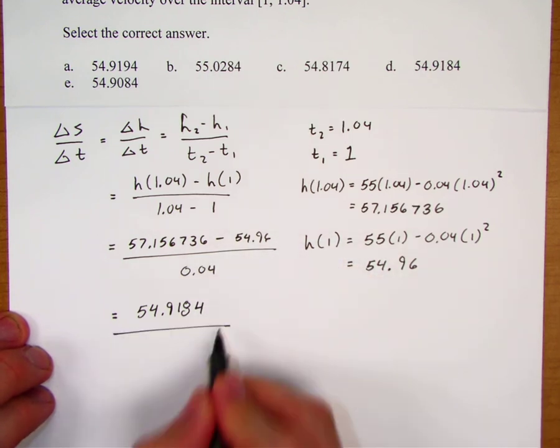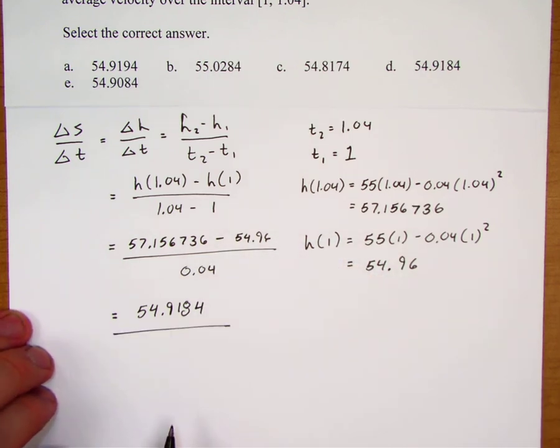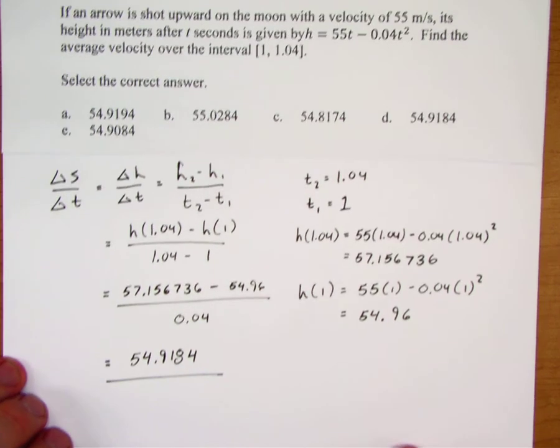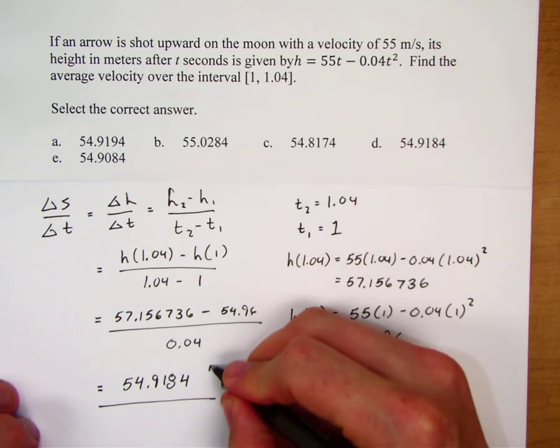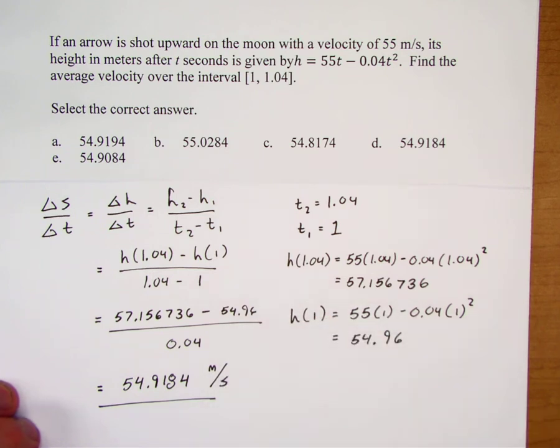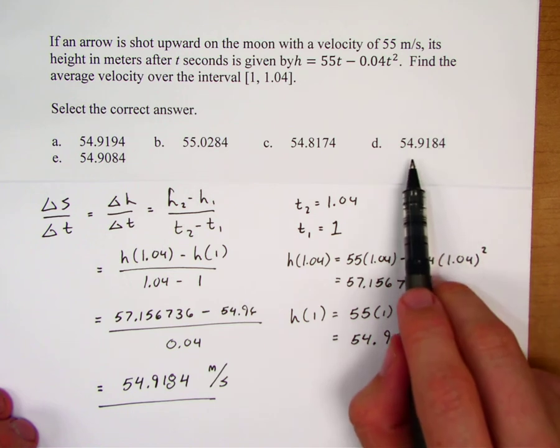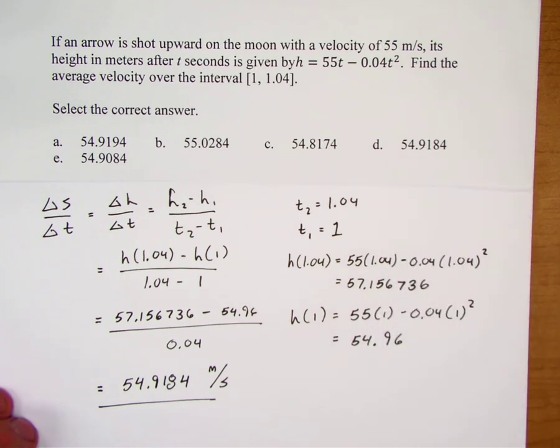So here's my answer. Units, well, this is average velocity, and I was given units in the problem right up here, so we should be looking at meters per second. And if I look at my multiple choice, I see that the answer is obviously D.